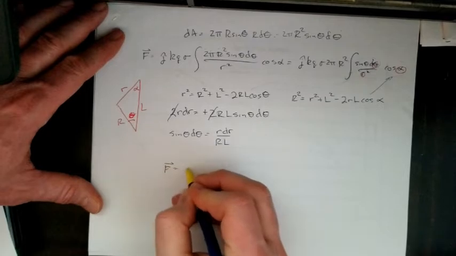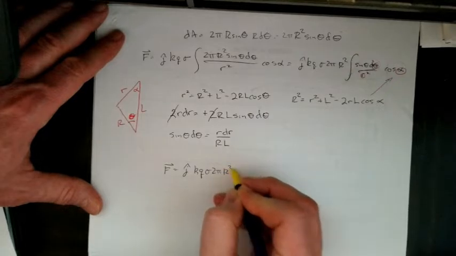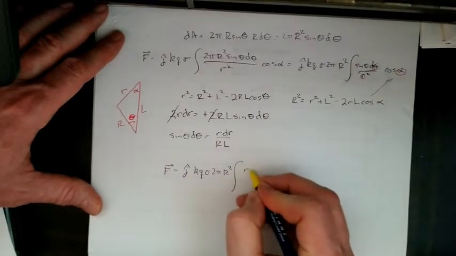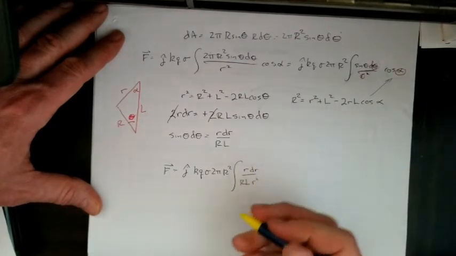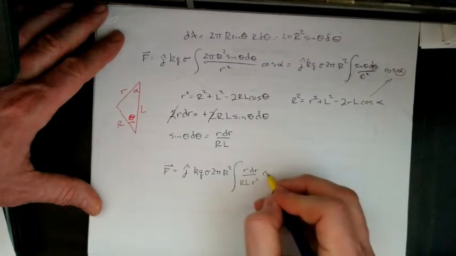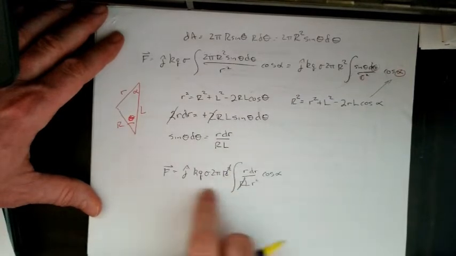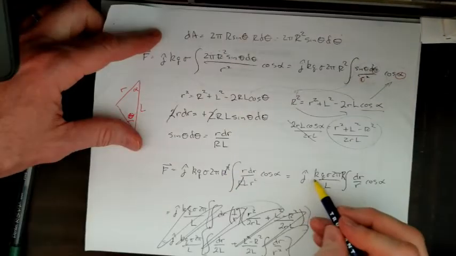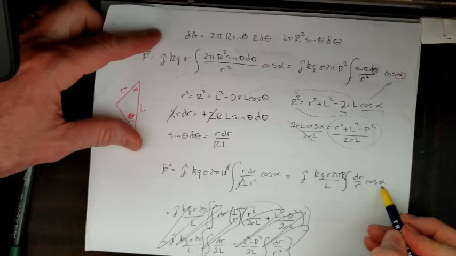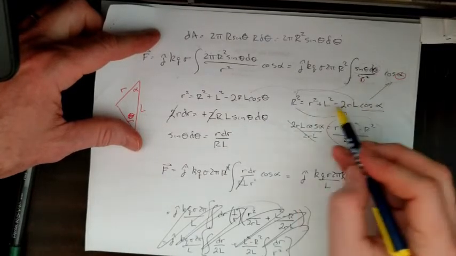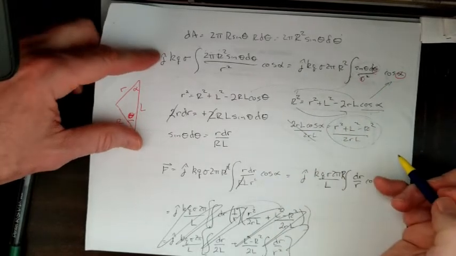And so my force is equal to j hat k q sigma 2 pi big R squared integral of little r d little r over big R L little r squared cosine alpha. The big R and L are constants. That R is going to cancel out with one of those. And so this becomes j hat k q sigma 2 pi big R over L integral of dr over r cosine alpha. Now we can figure out what cosine alpha is from this right here. And if we just solve for cosine alpha, we get cosine alpha is equal to that.